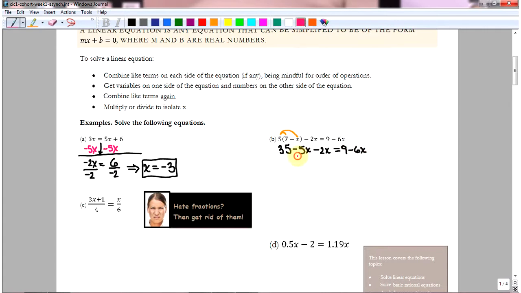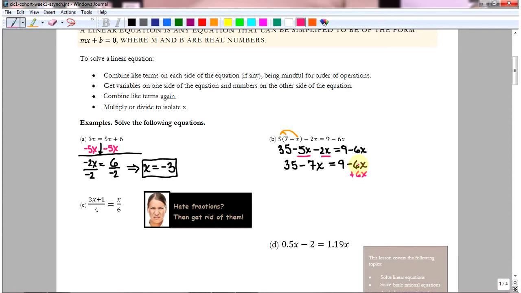Okay, now I'm going to combine my like terms, negative 5x minus 2x. Okay, so we're just bringing down the 35. Combine your coefficients to get a negative 7x. That's equal to 9 minus 6x. Okay, so now I want to get my variables on one side, my numbers on the other side. So it doesn't matter which side you put your variables or your numbers, your final answer will be the same. I'm going to move my variables to the left.